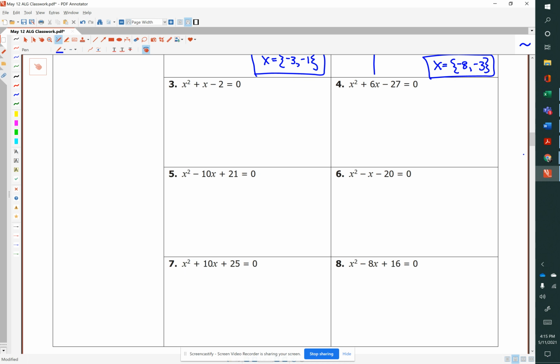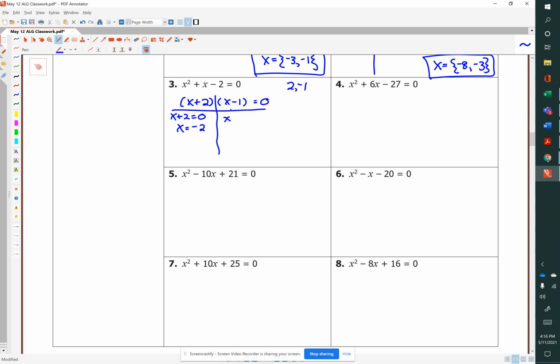So we need two numbers that add to +1 and multiply to -2. That means we need a positive and a negative. The positive number will be larger in absolute value, so that would be a 2 and a -1. So (x + 2)(x - 1) = 0. So x + 2 = 0 and x = -2.